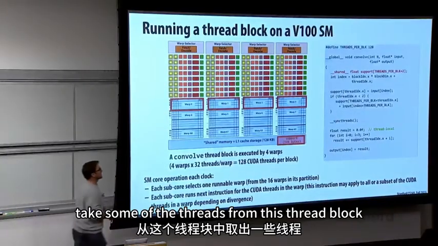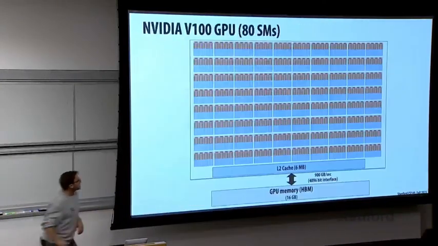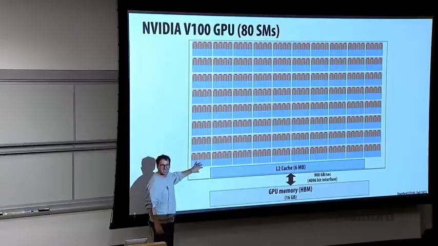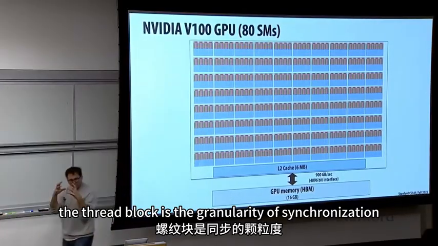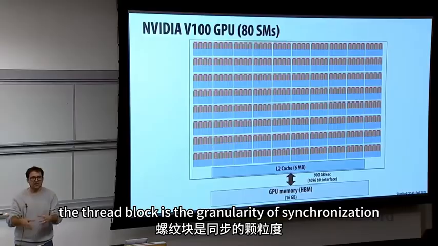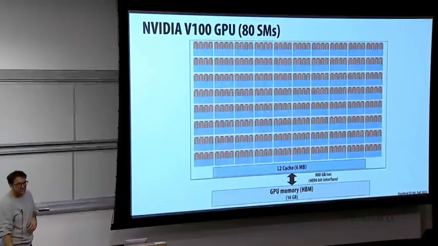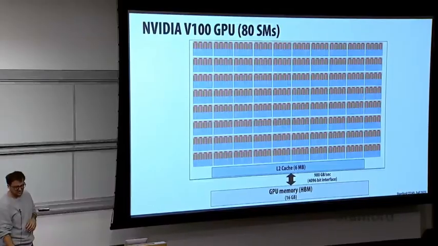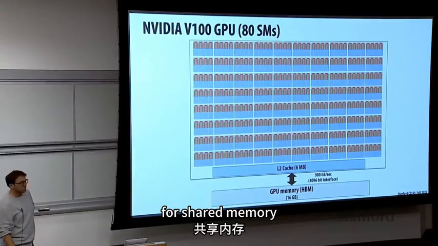Whereas if I happen to take some of the threads from this thread block and put them somewhere else, on this machine, imagine a barrier would be communication across all of these things. So the thread block is the granularity of synchronization and data locality when you're writing a program. That means that the amount of data memory that has to be output has to be known at compile time? For shared memory, yes.